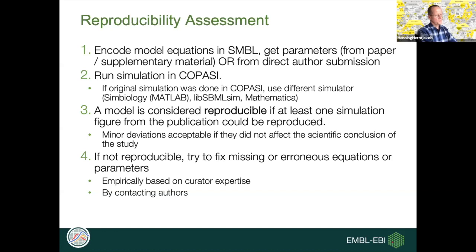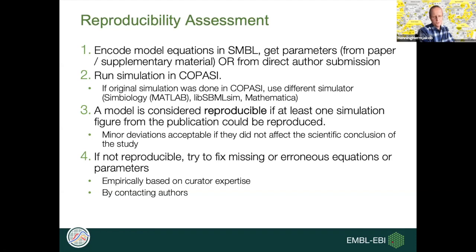If not, then we try to fix problems. And this is in a first step based purely on curator expertise. And very often there are minor things like there's a minus or a missing minus in front of an equation or a term of an equation. Or there's an error in the units, like microliter versus milliliter. And these are often relatively easy to detect and can be fixed by the curator. And if that was possible, then we would consider the model still reproducible.